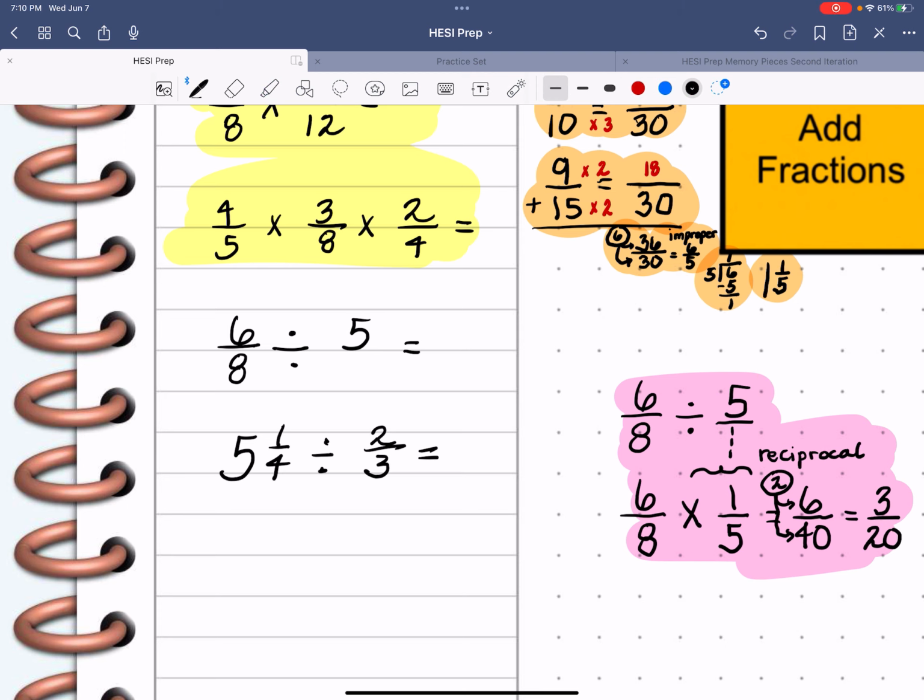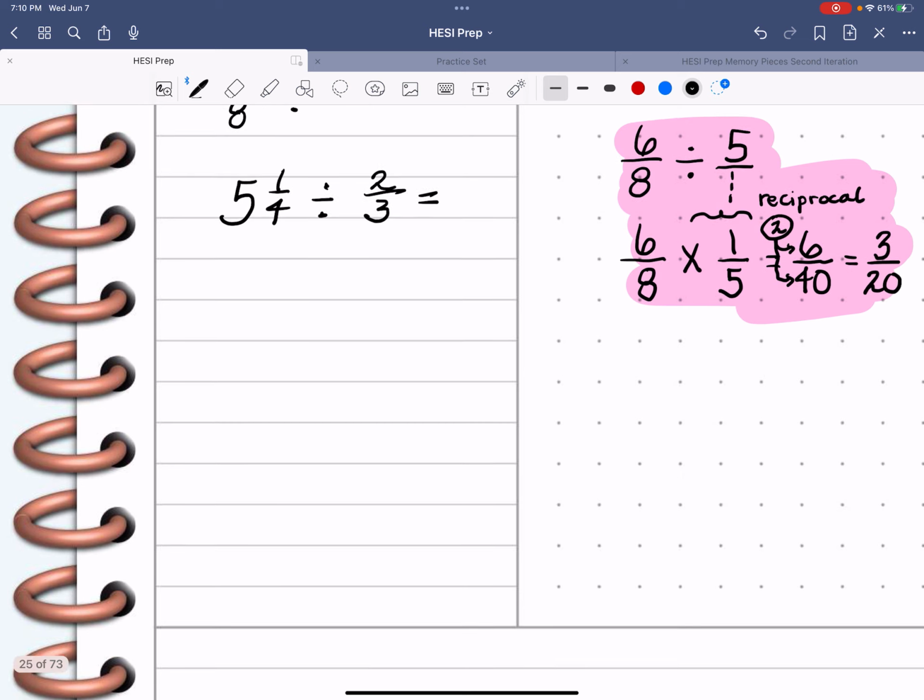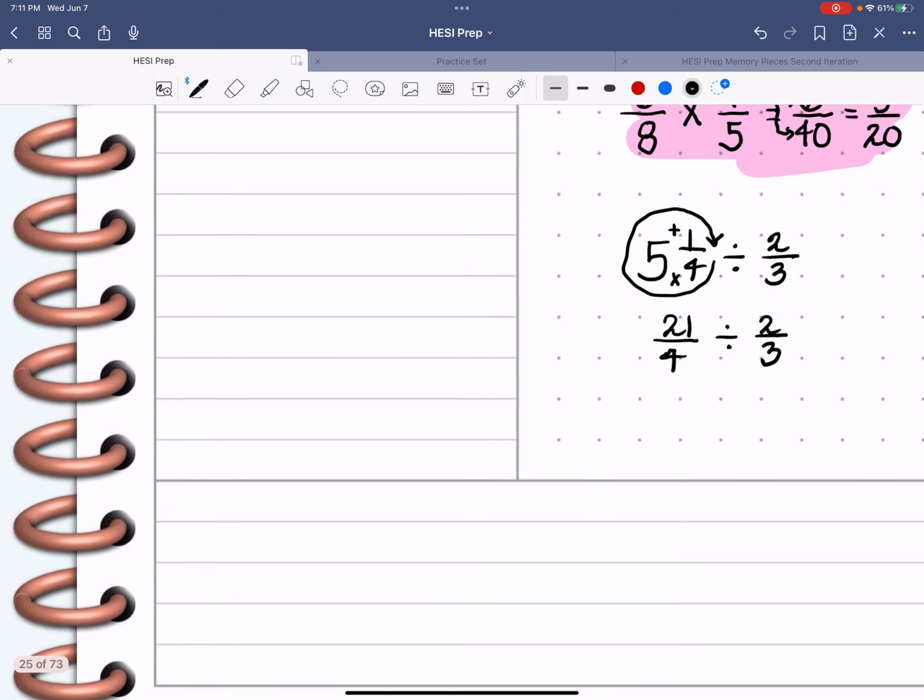Okay, the last one that we need to do is this 5 1/4 divided by 2/3. So before I can do anything else, I need to get this into an improper fraction. So 5 times 4 is 20, plus 1 is 21 over 4. Don't change the denominator. Divided by 2/3. And so I'm going to flip.